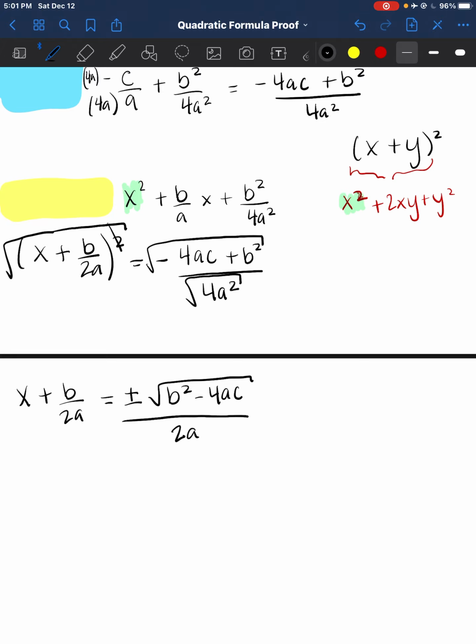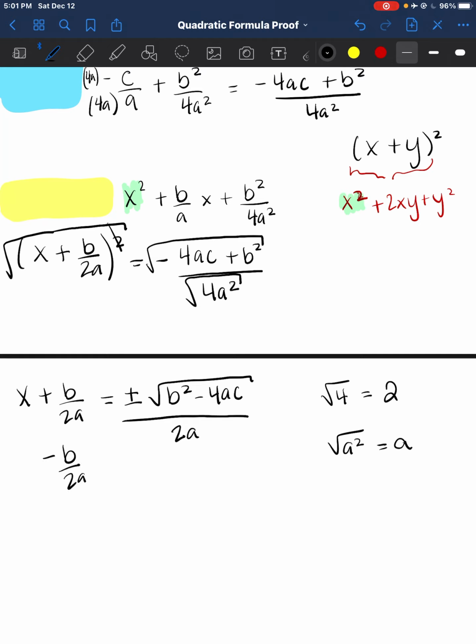over 2a. Okay? Because you know the root of 4, since 4 is a perfect square, is 2. And the root of a squared is a. So that's how you get 2a.